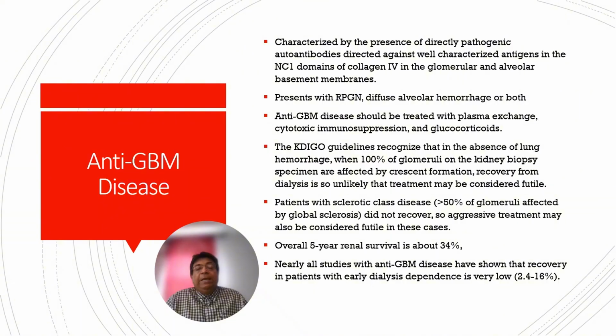We'll end this talk with a brief discussion of anti-GBM disease. Anti-GBM disease is characterized by the presence of directly pathogenic autoantibodies directed against well-characterized antigens in the NC1 domains of collagen 4 in the glomerular and alveolar basement membranes. This presents with rapidly progressive glomerulonephritis, diffuse alveolar hemorrhage, or both. Anti-GBM disease should be treated with plasma exchange, cytotoxic immunosuppression, and glucocorticoids.